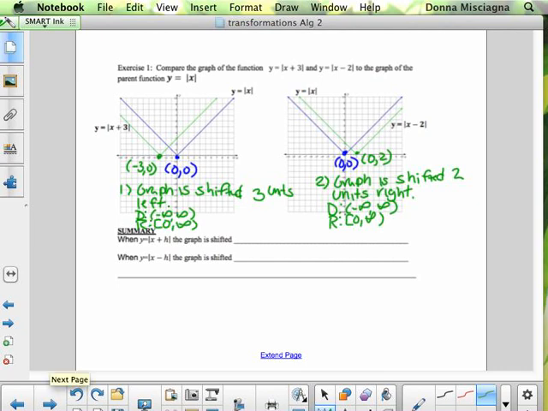So when y equals the absolute value of x plus h, where it's inside the absolute value bars, and we're adding something to x, the graph is shifted h units left. When y equals the absolute value of x minus h, so the minus h is inside the absolute value bars, the graph is shifted h units right.